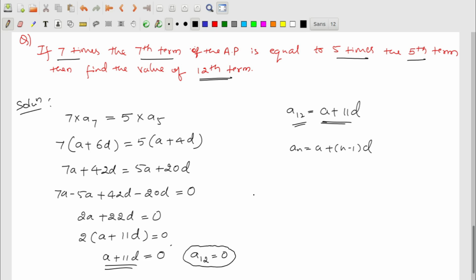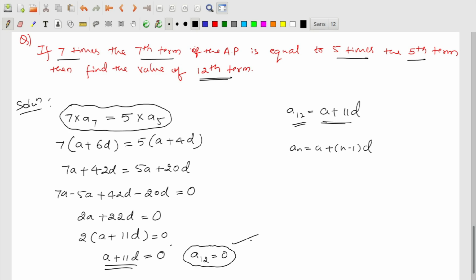So this is a bit different from your textbook questions, because in the textbook you will be given two terms and you need to find a and d using those two terms, and then substitute them in the formula an and get the required term, a12, a15 or a20. But here, with just a single condition or a single equation, you need to find it. Just keep on solving. At the end you will get a plus 11d, which is your a12, that is 0.